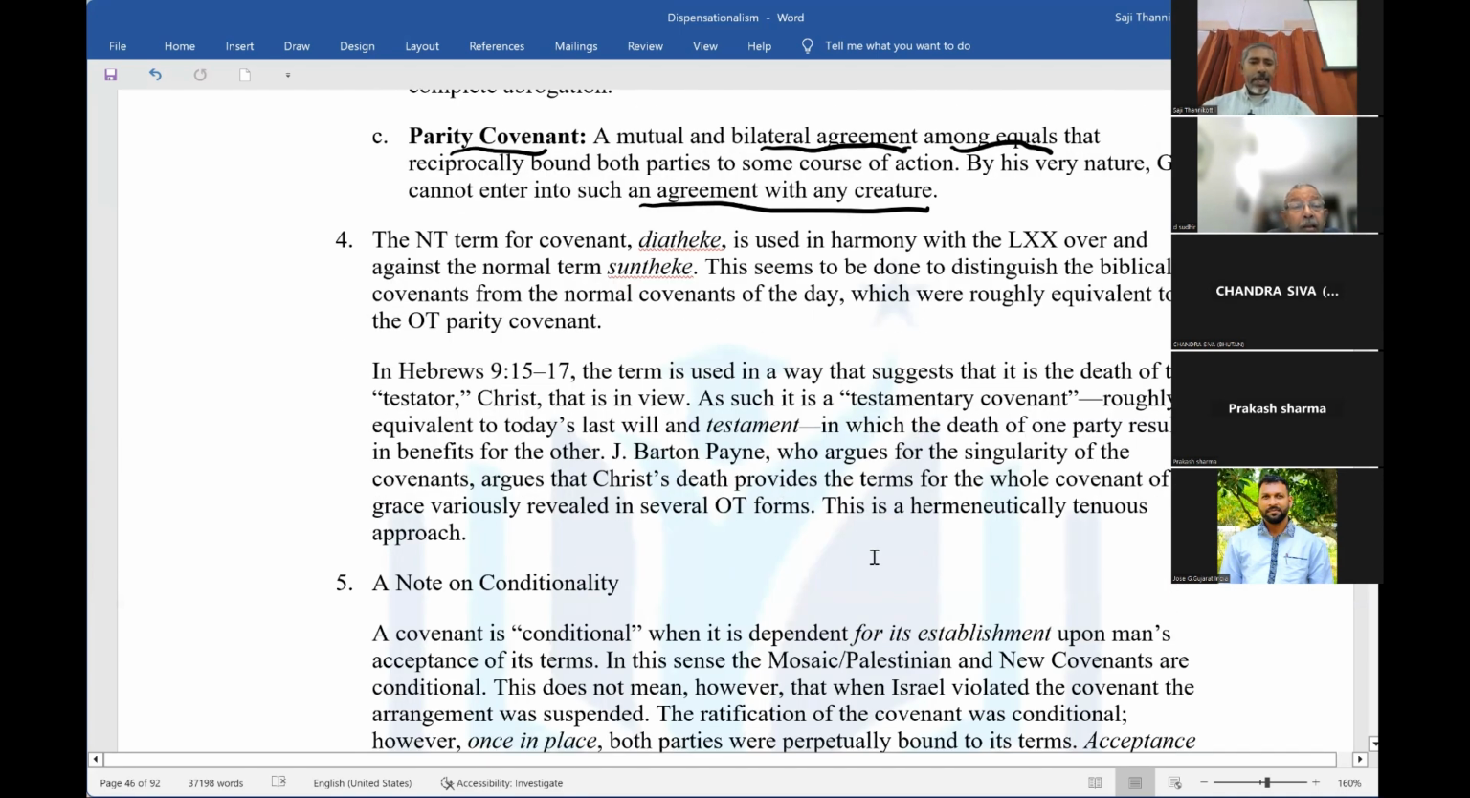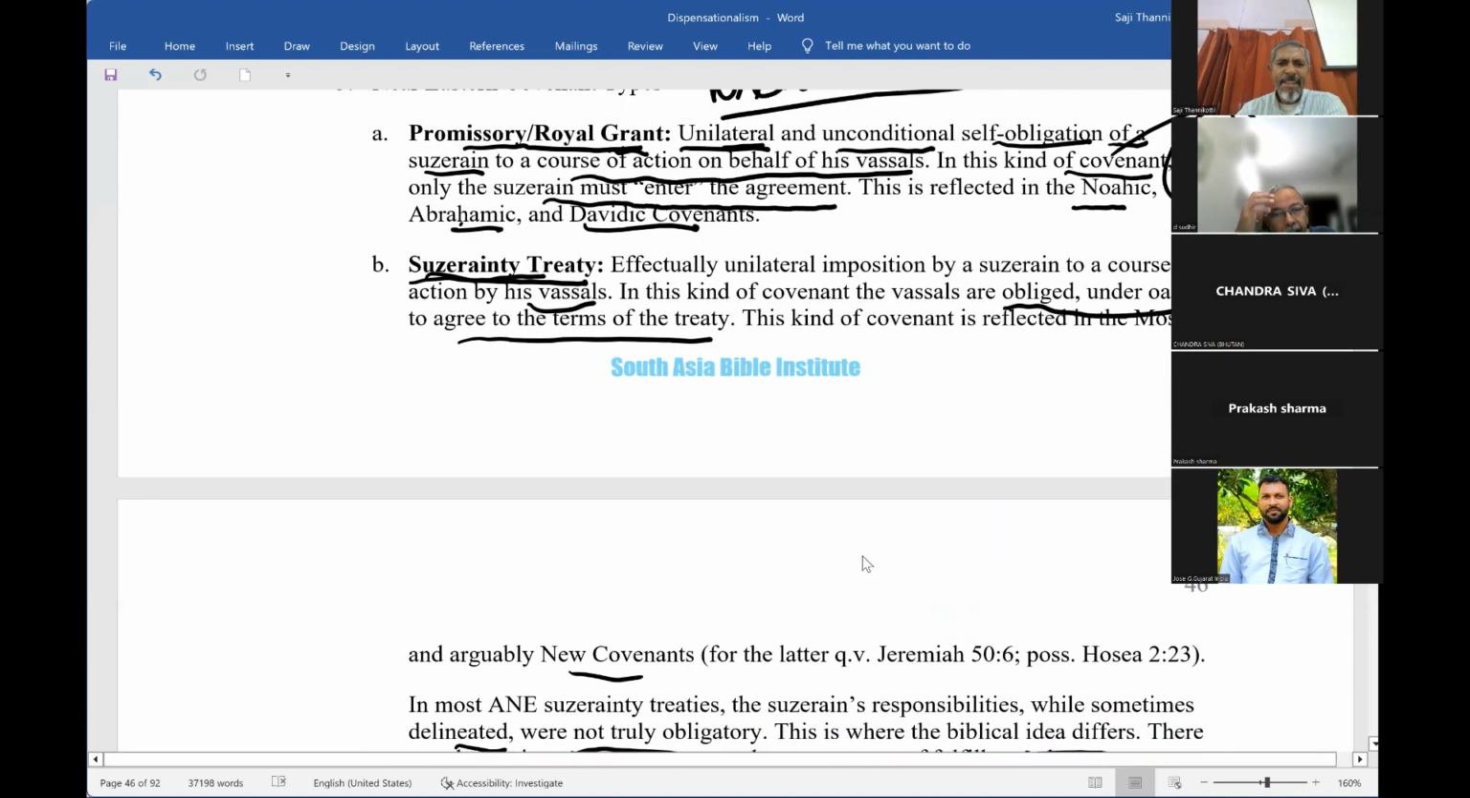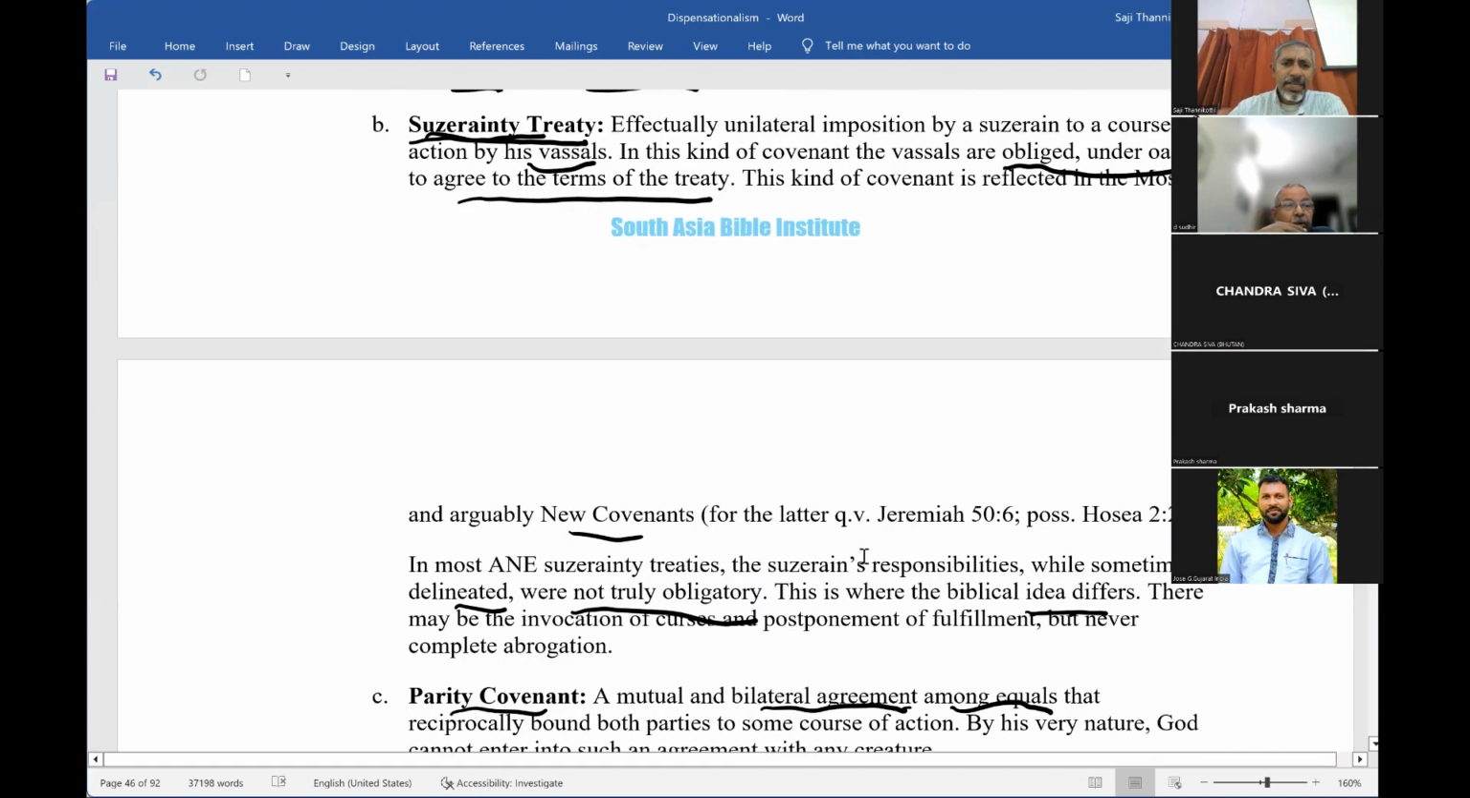All right. Now, what else to discuss here? Yes, Pastor, go ahead. At Mount Sinai, there was a requirement for the people to say, yes, we will follow you. How do we understand that?